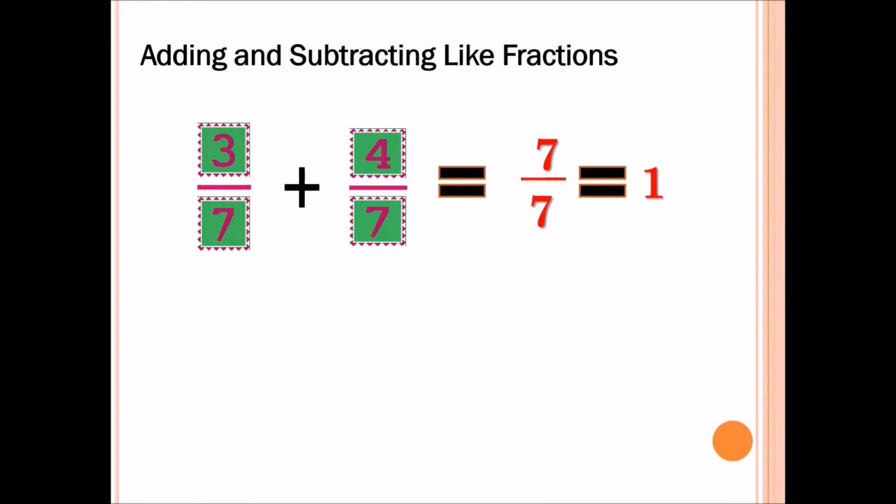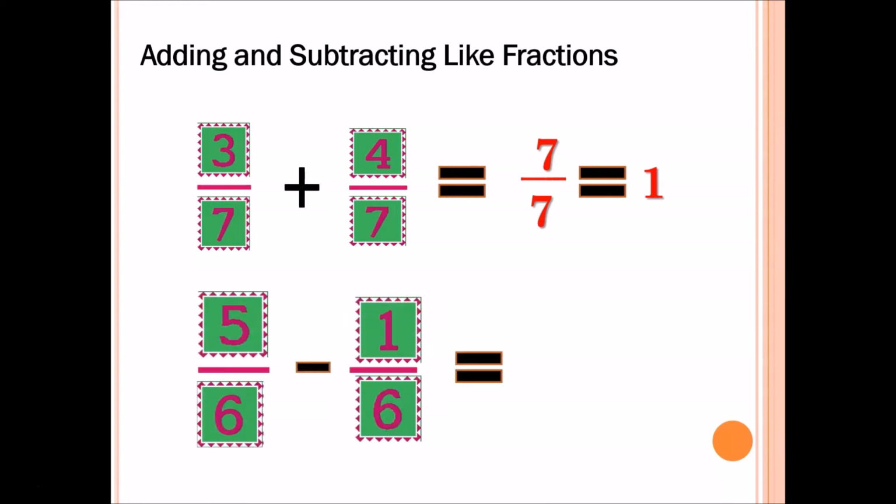The same rule is applied to subtraction. For example, we have 5/6 minus 1/6, so we simply subtract the numerators. 5 minus 1 is equal to 4, and we copy the denominator 6. Since 4/6 is not yet in the simplest form, we divide both the numerator and denominator by 2, and we come up with the lowest term, 2/3.